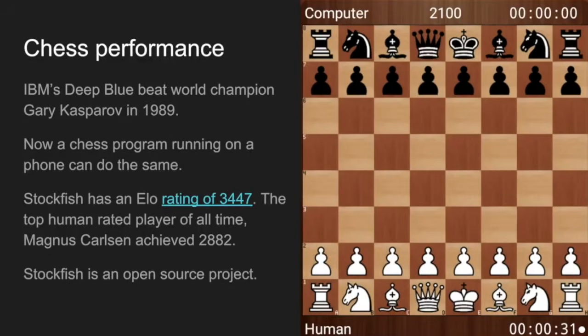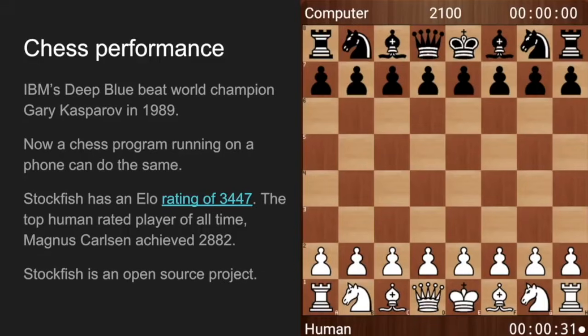But it did, and now a chess program running on your phone can do about the same as Deep Blue did. The current state of the art is a program called Stockfish, which has an ELO rating, which is like a chess skill score, of 3447. Compare this to the top-rated human player of all time, Magnus Carlsen, who achieved a 2882.